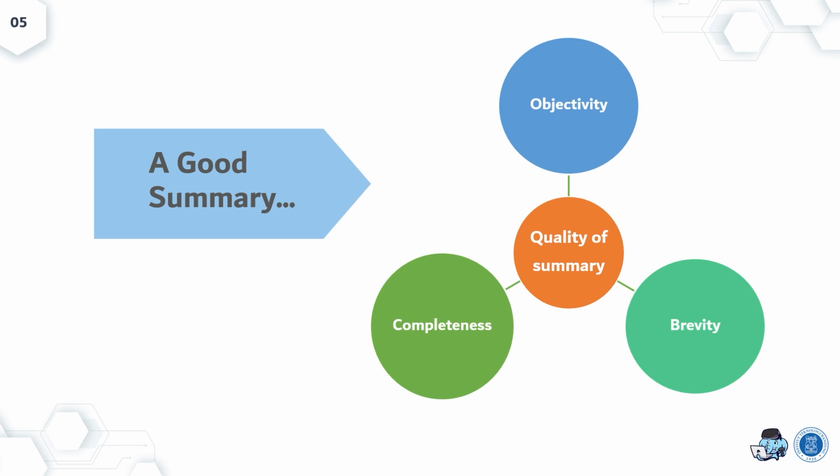Second is brevity. The summary must be brief, concise. As Albert Einstein said, if you can't explain it simply, you don't understand it well enough. So, keep it simple. The last one is completeness. Just because you make it shorter doesn't mean that it is not complete. So, make the information in your summary as complete as you can. Make sure these 3 things are in your summary so that you will have a good summary.